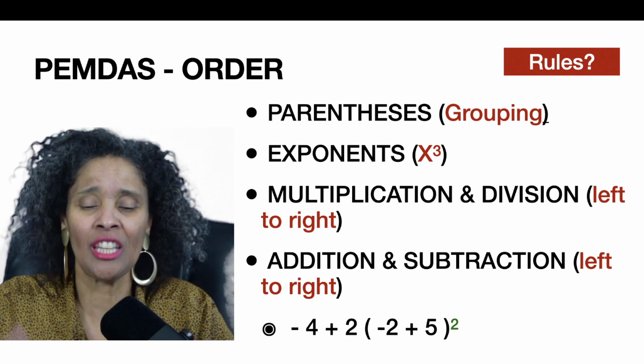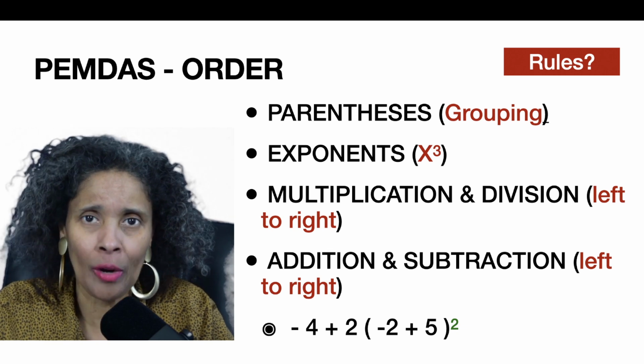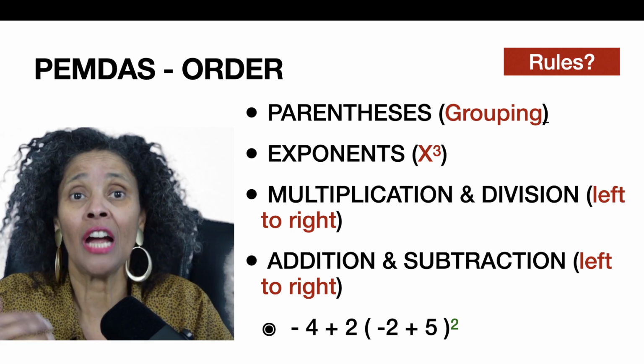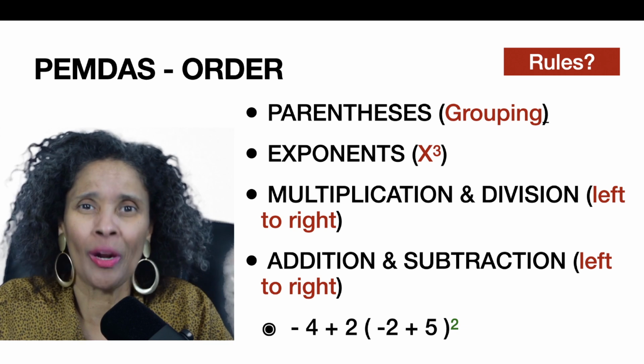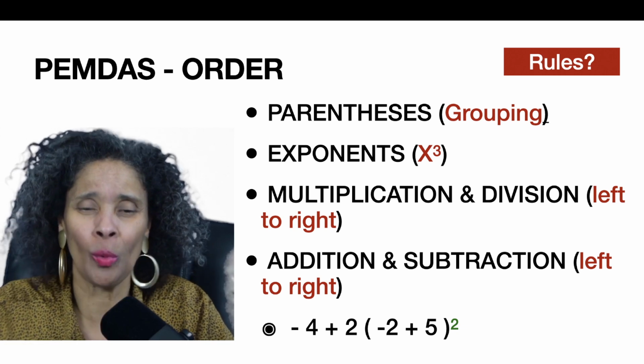You do exponents. And then you do multiplication and division from left to right because they're at the same level, if you will. And then after that, you do addition and subtraction from left to right. They're at the same level. So that's the order, if you will. So let's take an example.